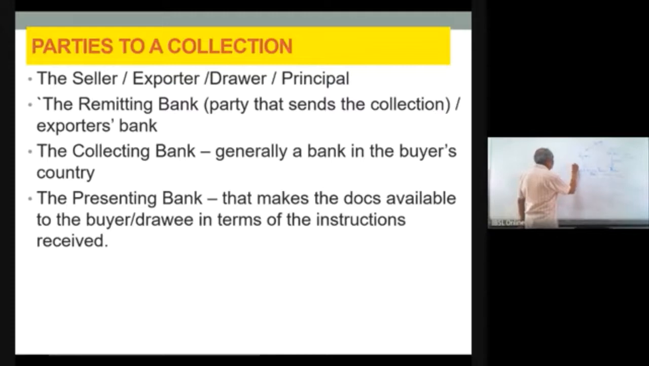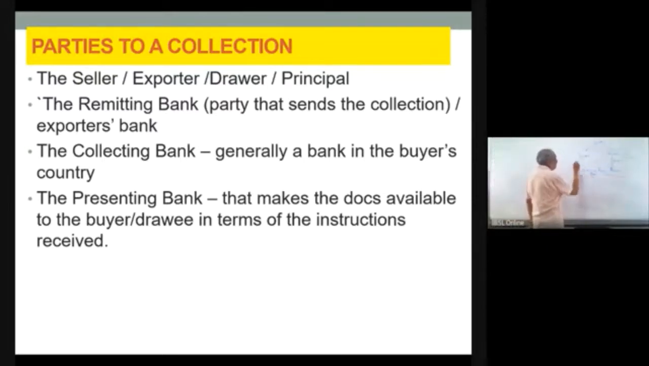In Sri Lanka, they are dealing business with Sampath Bank. Now, when Standard Chartered London sends the documents, normally they send it through their branch or their correspondent. They have a branch in Colombo, so they will send it to SCB Colombo, Standard Chartered Bank Colombo. So Standard Chartered Bank Colombo is the collecting bank.